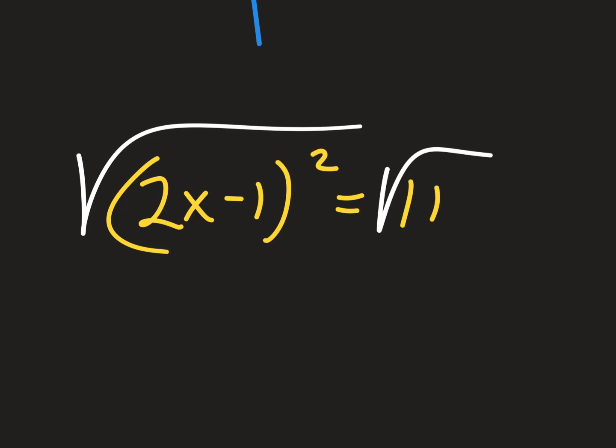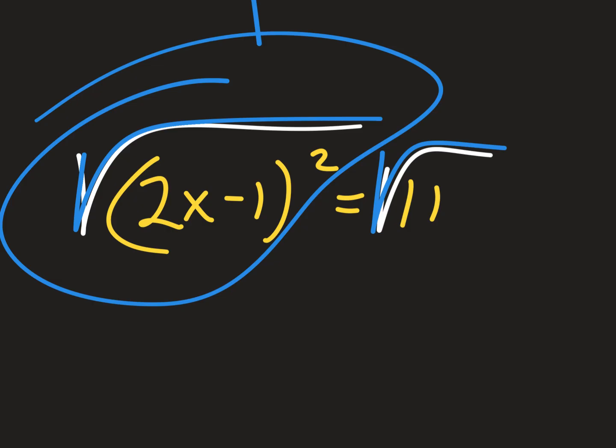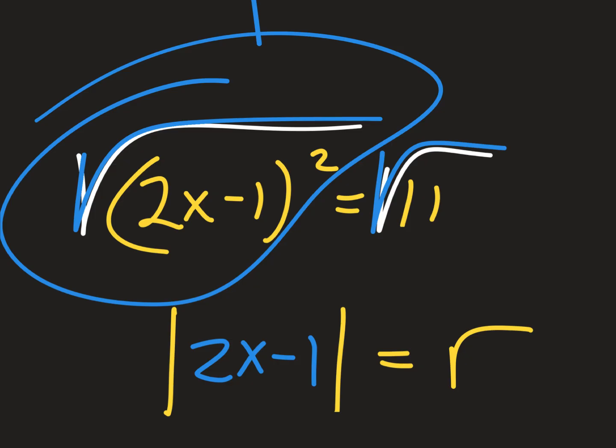Caleb, when I square rooted this, that caused what? What has to happen? What do I do to this side? That's just 2x minus 1, right? Yes, that's the key. And it's in what? These are called absolute values. Absolute values, not parentheses. All right. So it's in absolute values.